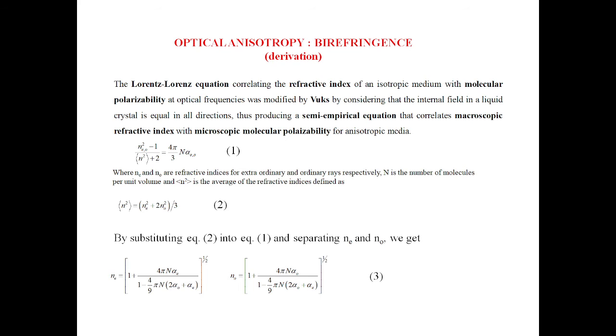This is given by equation 1, where Ne and No are the refractive indices for extraordinary and ordinary rays. Capital N is the number of molecules per unit volume, and n squared is the average refractive index, which is given by equation 2. By substituting 2 into 1 and separating Ne, we get the following expression.